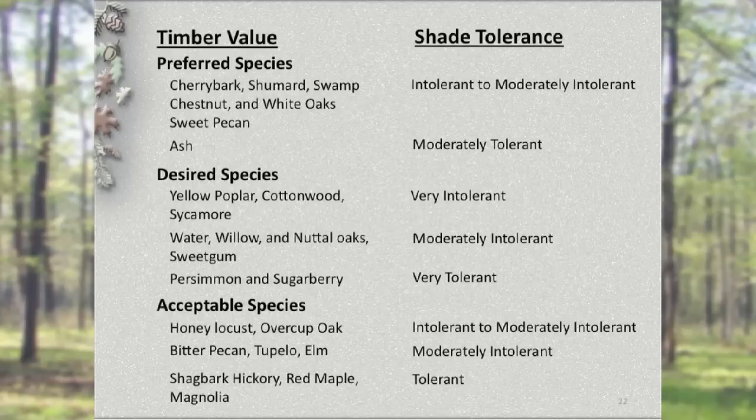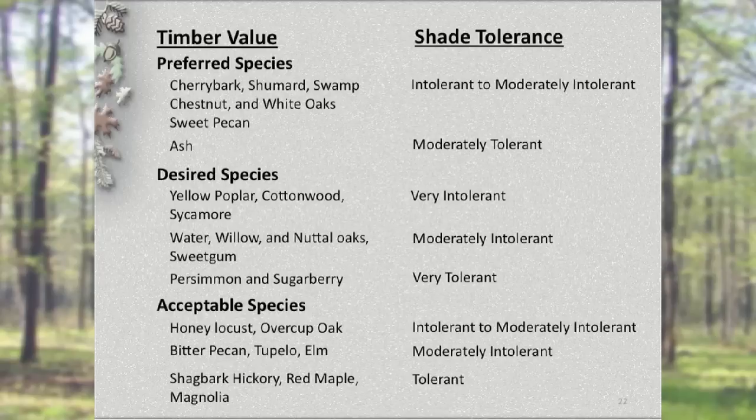Ash, on the other hand, green ash and other ash species are moderately tolerant, but still fall in the preferred species category. Our desired species, such as yellow poplar, cottonwood, and sycamore, even some of the oaks, water and willow oak, basically are lower in value. But notice that the cottonwood and the sycamore and yellow poplar are very intolerant species in terms of shade tolerance. So we need to actually understand how we can regenerate those particular species. We look at persimmon and sugarberry, very desirable species, but they're very tolerant, so they can actually germinate and grow under shaded types of conditions.